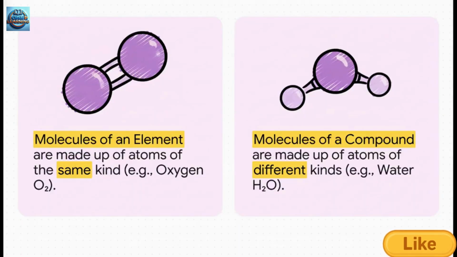Okay, but here's a little twist. Not all molecules are the same. Sometimes you get molecules that are made of just one kind of atom. A great example is the oxygen we breathe. It's actually a molecule made of two oxygen atoms stuck together. But then you can also have molecules made of different kinds of atoms, like good old water, H2O. And understanding that one simple difference, well, that leads us perfectly into our next section.